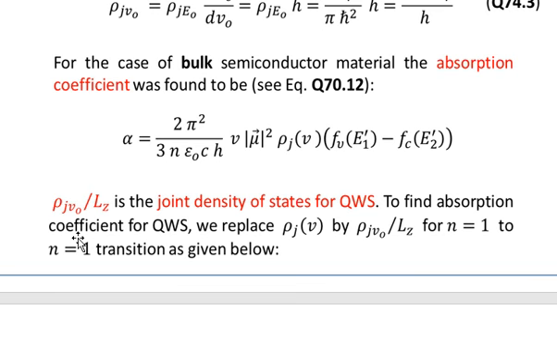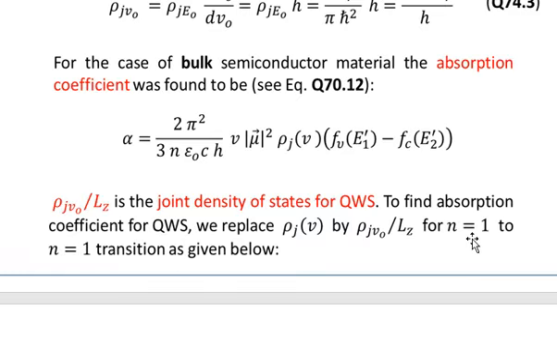Now rho j of nu naught divided by Lz is the joint density of states for quantum well semiconductor. We have also defined the joint density of states in one of the previous slides. So rho j nu naught divided by Lz will give you the joint density of states for the quantum well semiconductor. To find the absorption coefficient for quantum well semiconductor, we replace rho j of nu in the above expression. You can see that rho j of nu is present over here. We are replacing rho j of nu by rho j nu naught divided by Lz for n is equal to 1 to n is equal to 1 transition.